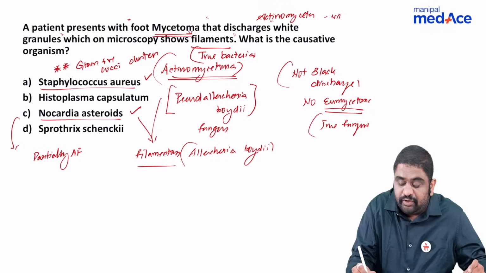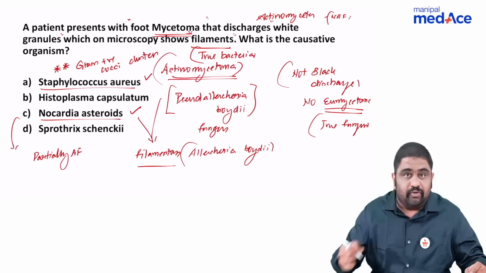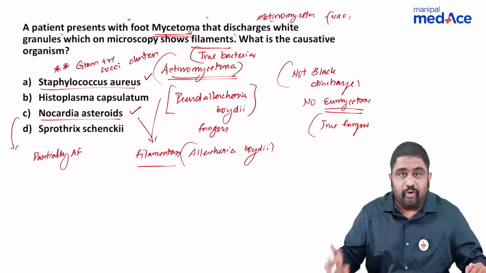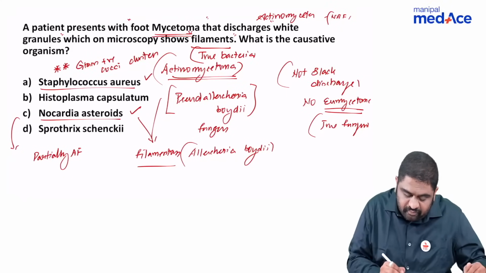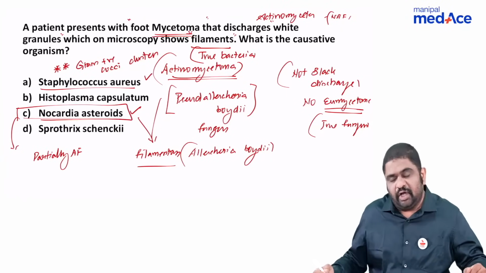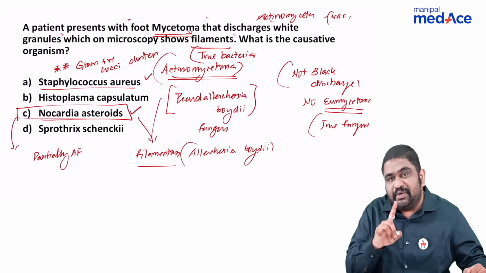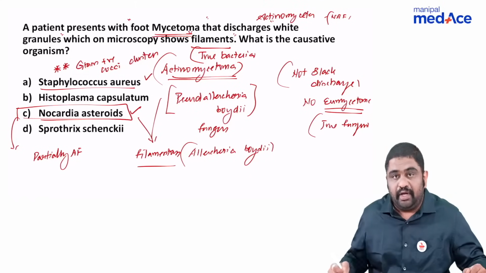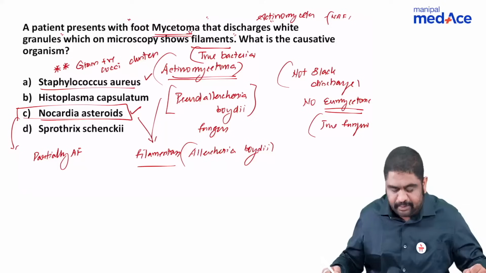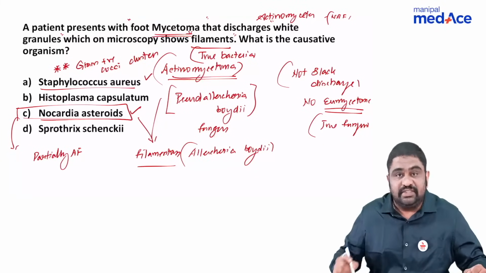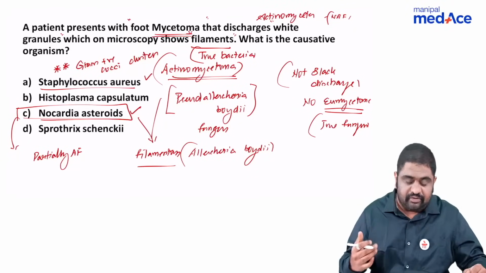But both of them are capable of being the causative organism of this picture. Because Actinomycetes is not asked in this question paper, we can fix for Nocardia asteroides. What about Histoplasma? Histoplasma is not known for causing mycetoma because mycetoma is a type of subcutaneous mycosis. Histoplasma is known for causing systemic mycosis involving lung or even the blood picture.